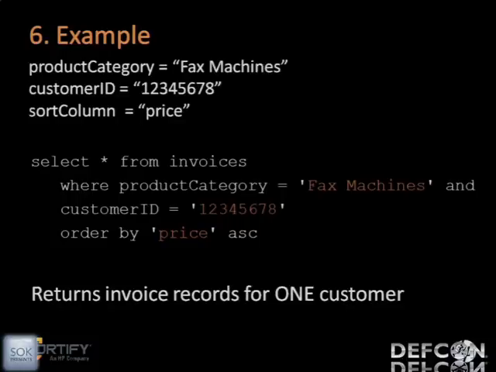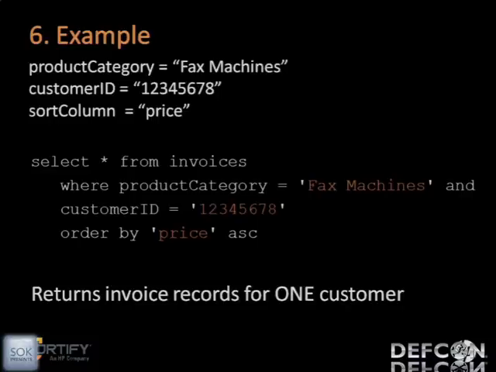So if you supply fax machines as the value of product category, and 1, 2, 3, 4, 5, 6, 7, 8 is the value of customer ID, and price is the value of sort column, then here is what your query is going to look like. And basically, it returns you invoice records for one customer, whose customer ID is 1, 2, 3, 4, 5, 6, 7, 8.